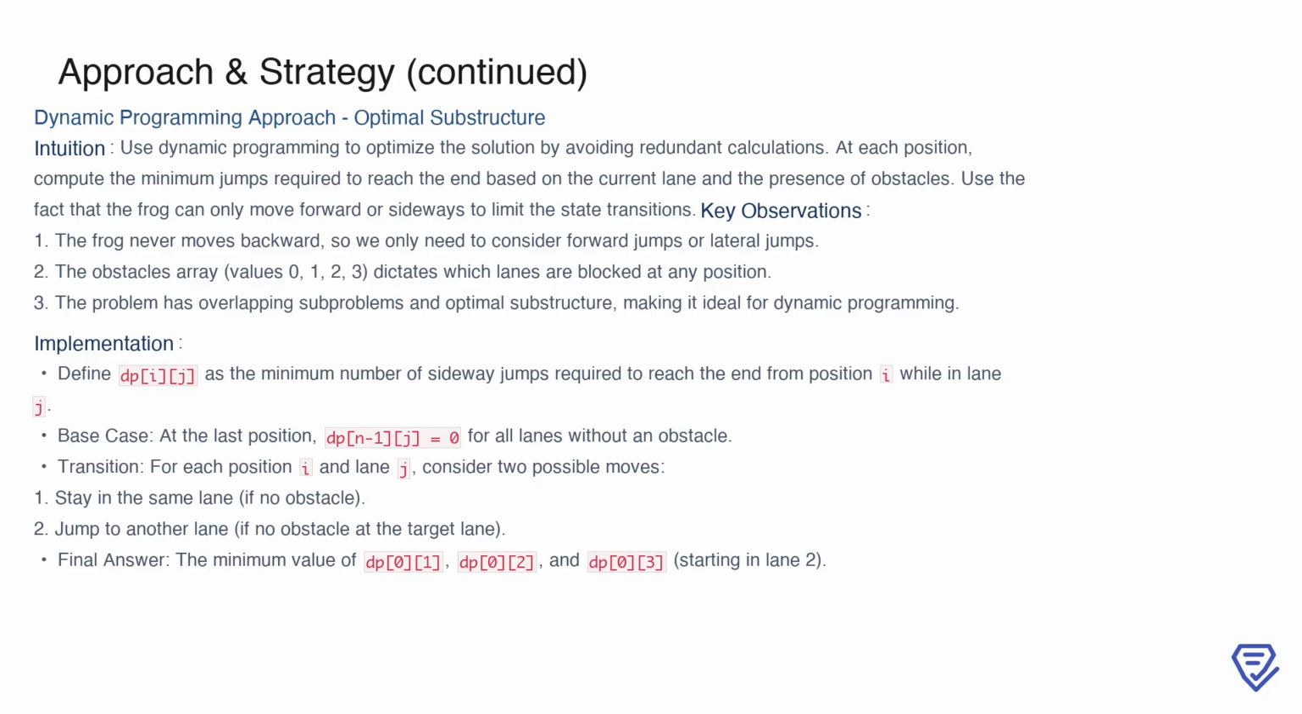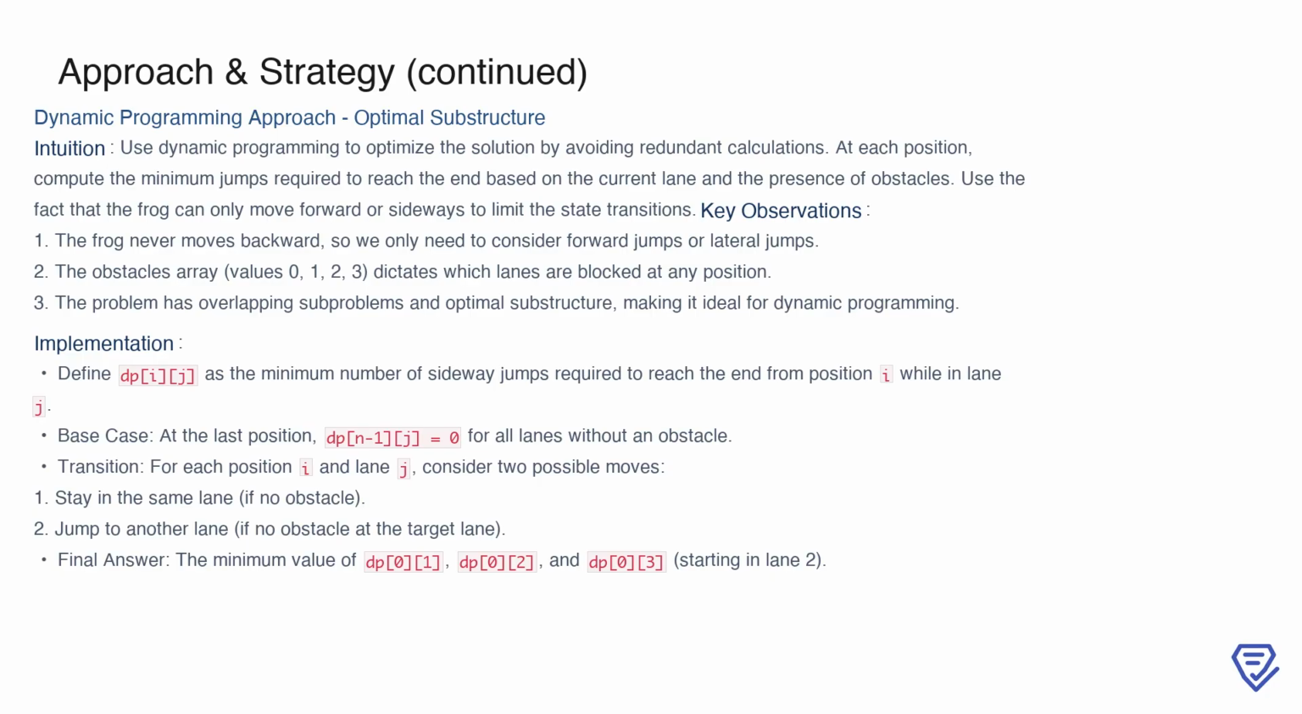This problem is well suited to dynamic programming because it has overlapping subproblems and a clear optimal substructure. To implement this, we define dp[i][j] as the minimum number of sideway jumps needed to reach the end from position i while in lane j. The base case is straightforward. At the last position, no jumps are needed in lanes without obstacles, so dp[n-1][j] equals 0.